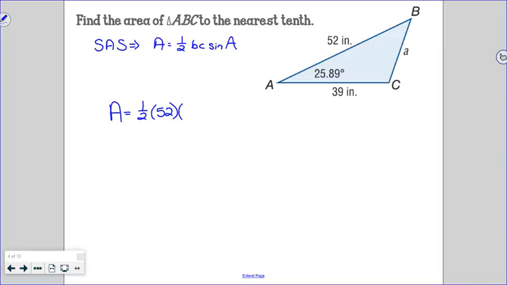So I just put the two sides in there that we have, 52 and 39, and then the sine of the angle that we have, 25.89, and at this point it is grabbing my calculator and typing it in. Cole, round that to your nearest tenth.